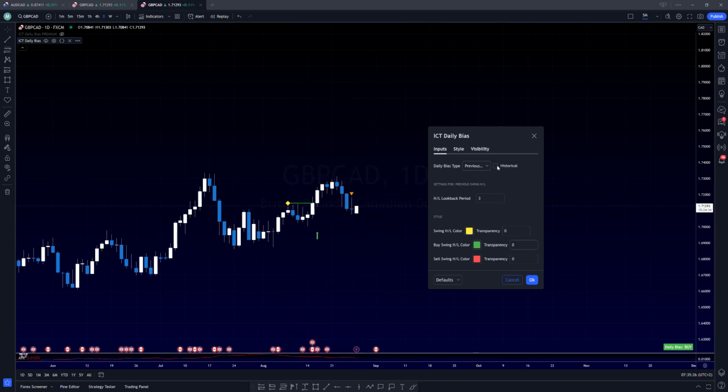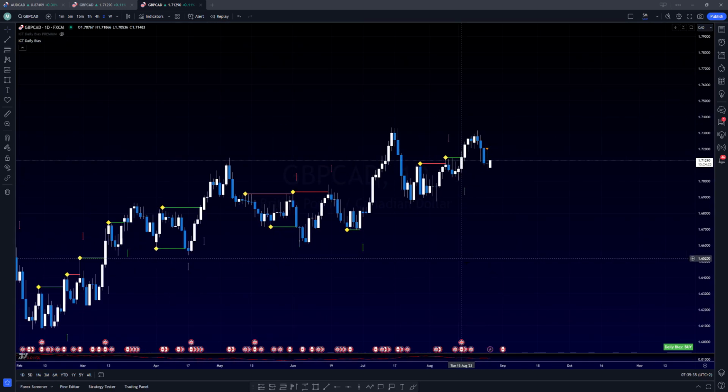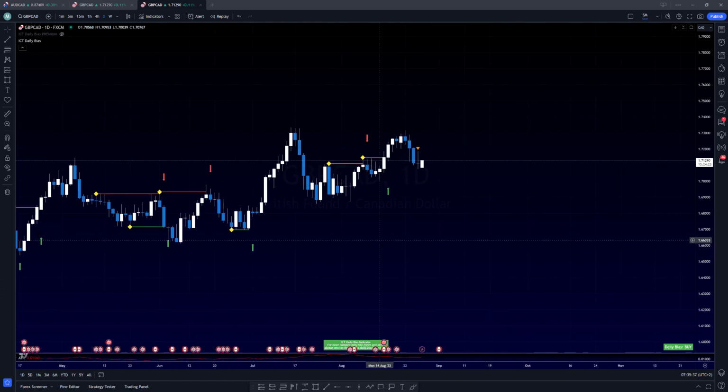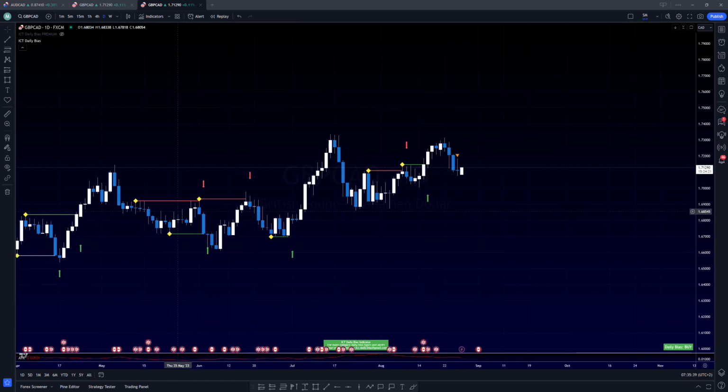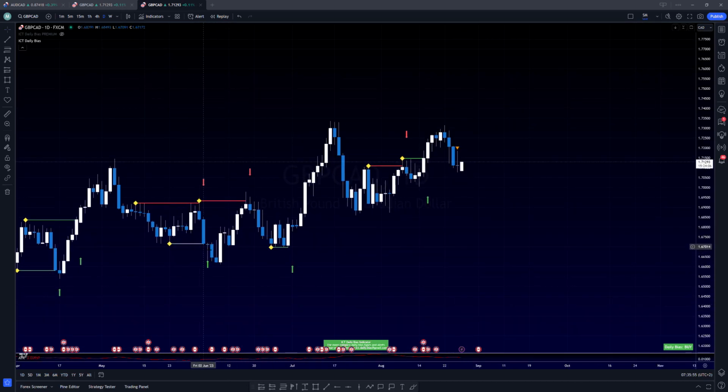We can also show only the actual one, which is represented here as well, or the historical. So as we can see, we have some swing pivot high here, which was wicked, and it should go down, and it went down. We have the next swing pivot low here, which was also wicked, not closed below, as you can see. So the daily bias should go up, and it went up.